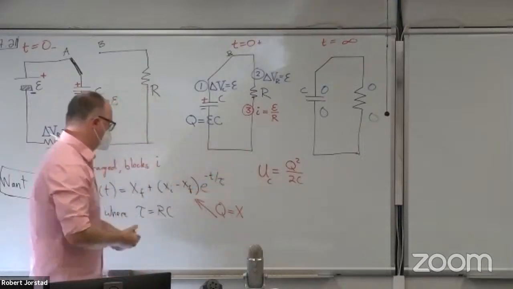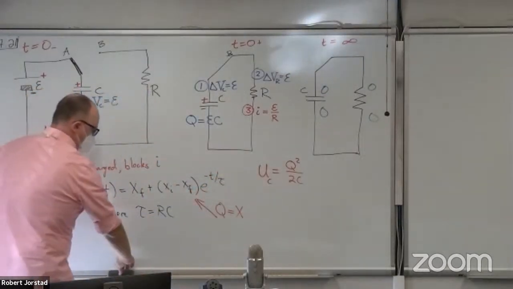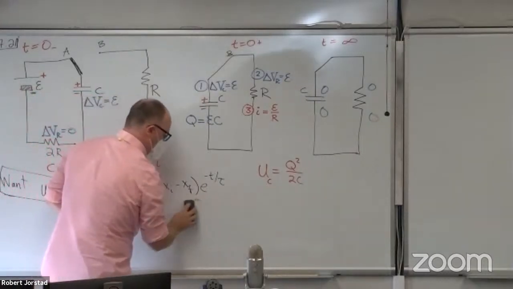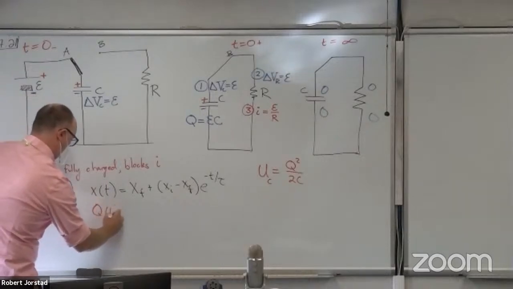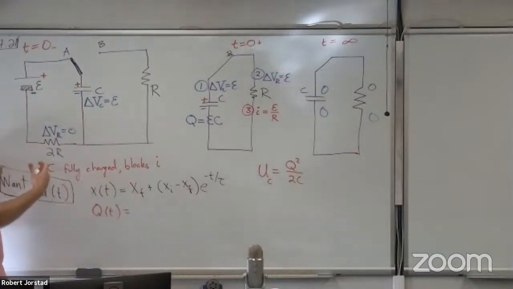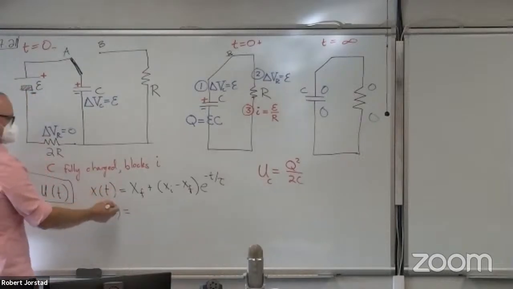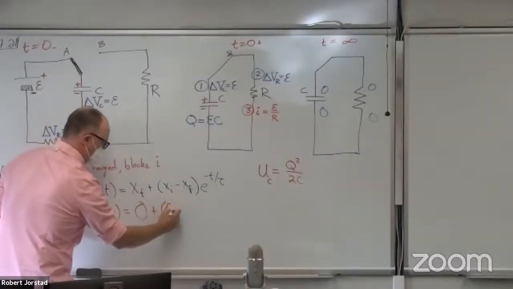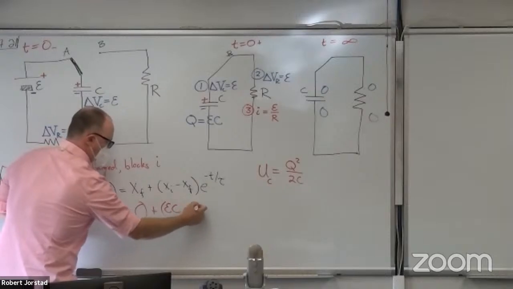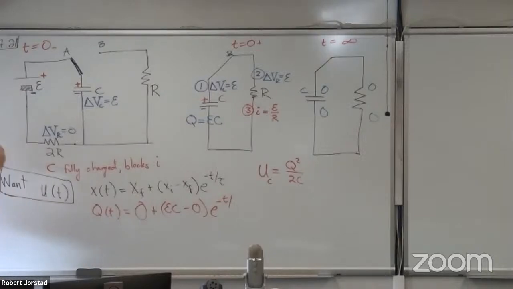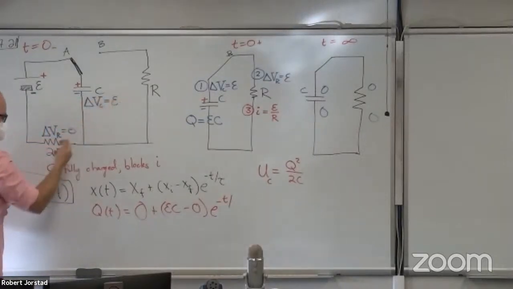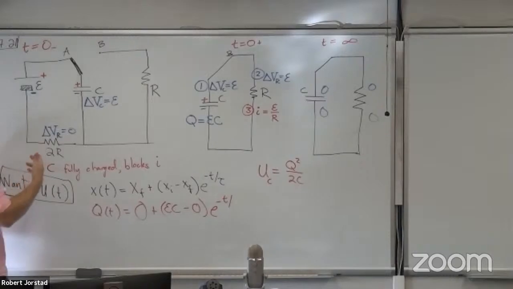Since we're so close, let's plug this in. And just so I have room here, what I'm saying is Q as a function of time is equal to, what's Q final? 0. Q initial, EC. And then tau in this case. Is it going to be R? Is it going to be 3R? Is it going to be 3/2 R, 2/3 R, or what?